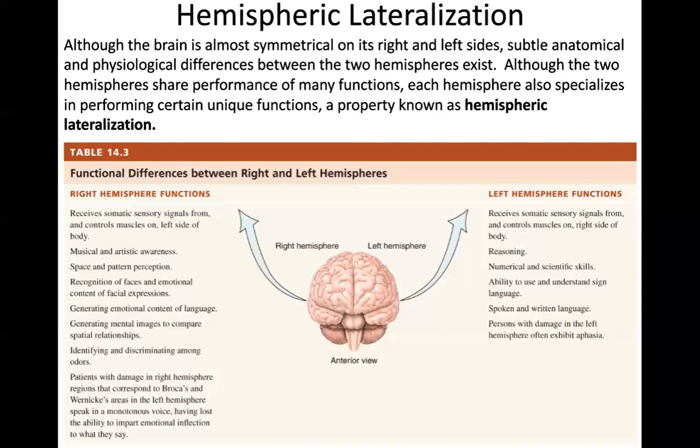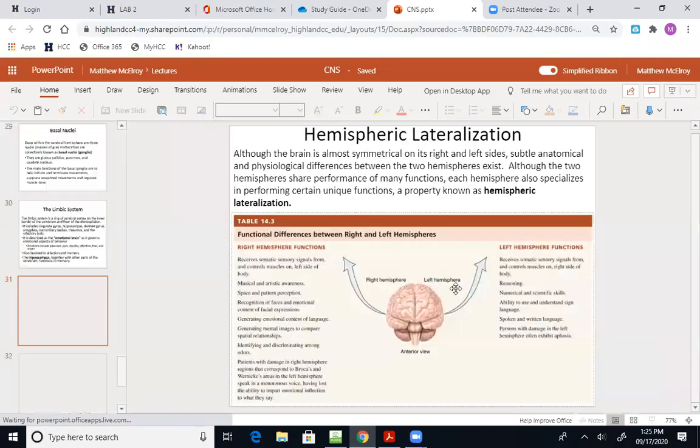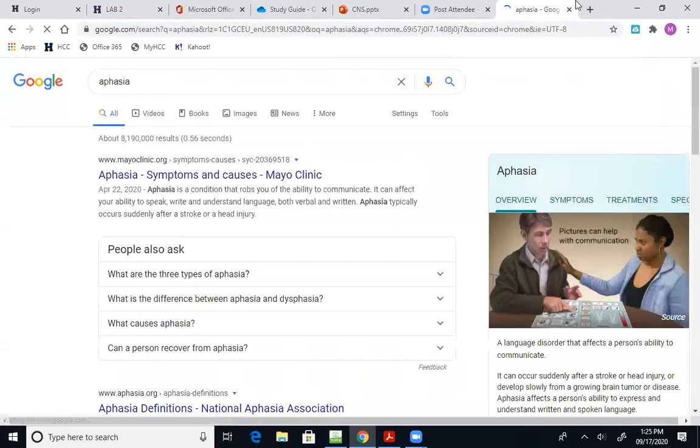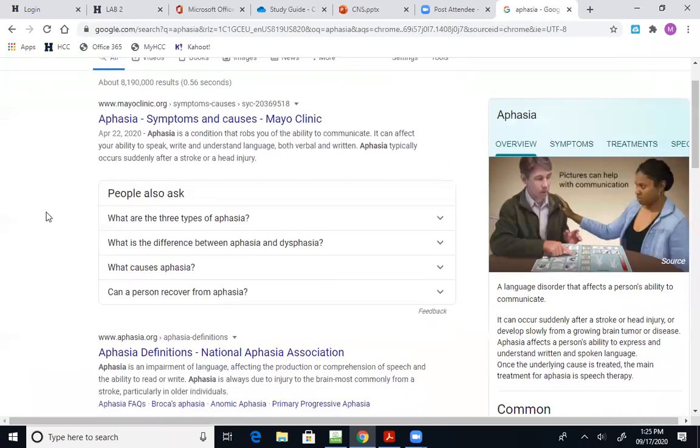Aphasia. Oh gosh, I'm blanking on it. I know what it is, it's just kind of hard to explain. Let me see if I can just do it real quick for you. Aphasia. Yeah, so it robs you of your ability to communicate, your ability to speak, write, and understand language, both verbal and written.